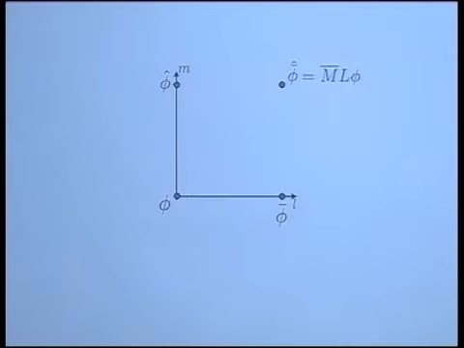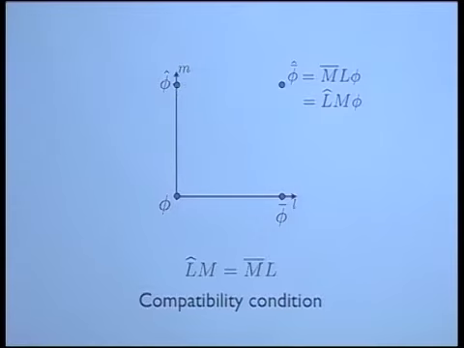Alternatively, I can go up first. Phi hat is M phi, and then go across, put a bar on all of that, and I have two expressions for phi bar hat. And the compatibility condition is simply the case where I expect these two things to agree. There's my compatibility condition, L hat M is equal to M bar L.